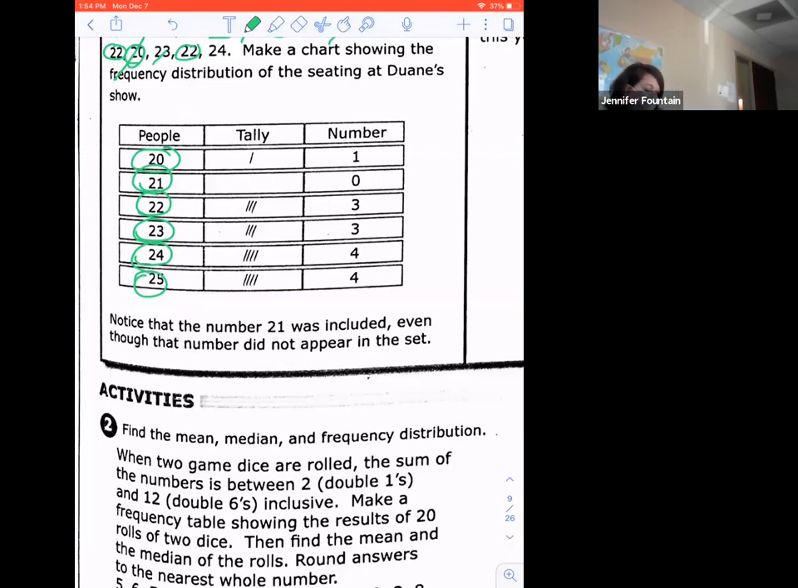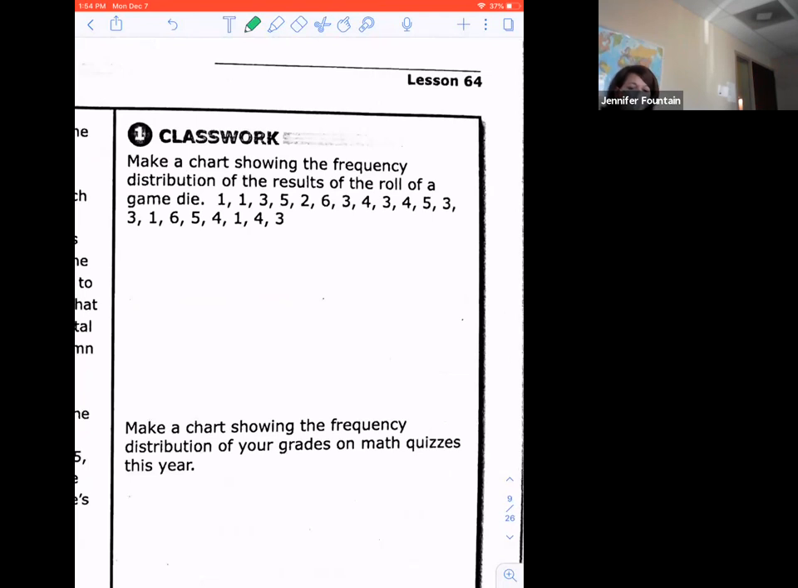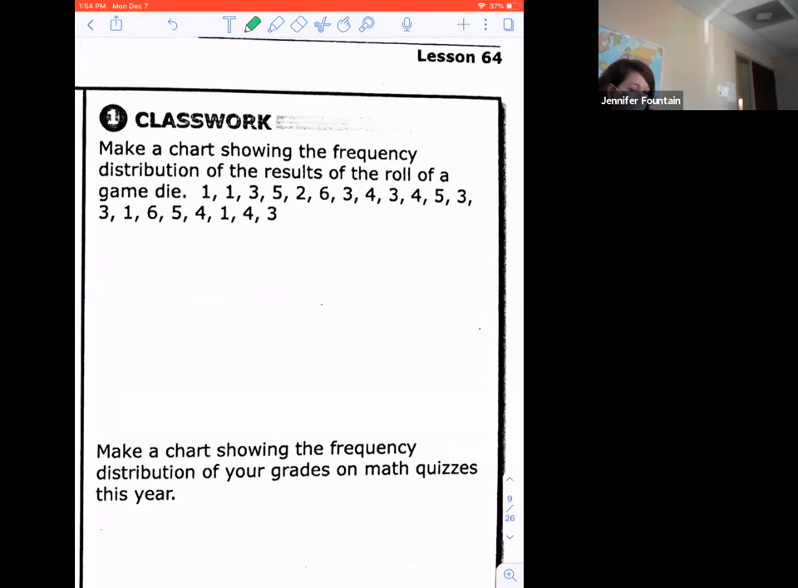Okay. So let's go ahead, and classwork one says to make a chart showing the frequency distribution of the results of the roll of a game die. Okay, so talking about basically a single die from a game. All right, so what is my smallest number listed? So on the die, what's my smallest number? One. What's my largest number? Six. So I know I'm gonna have 1, 2, 3, 4, 5, 6.